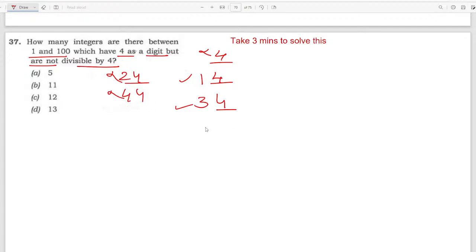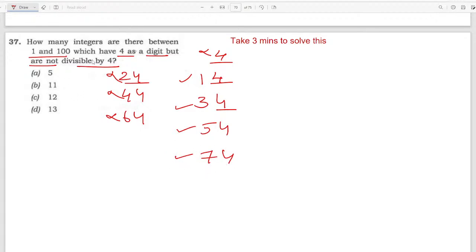And then after 44, we have 54. 54 is not divisible by 4, but it contains 4. After that, 64. 64 is divisible by 4, so this is not included. Then we'll have 74. 74 contains 4, but it's not divisible by 4.